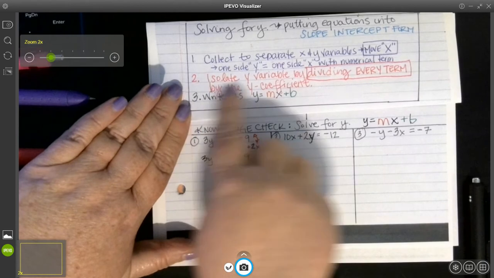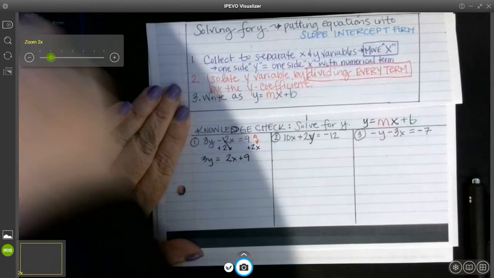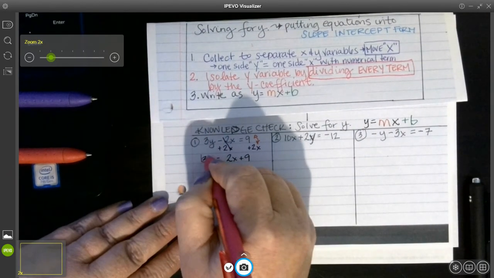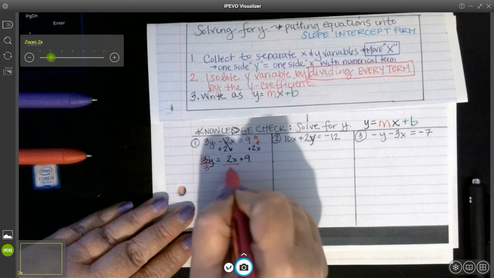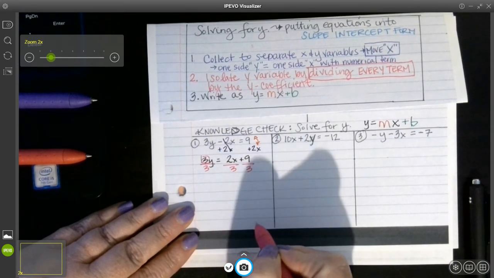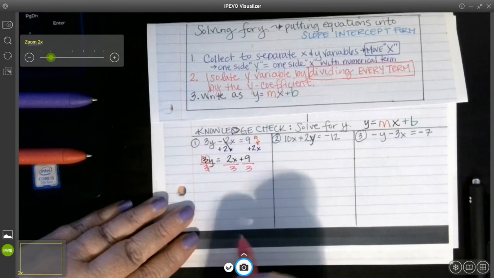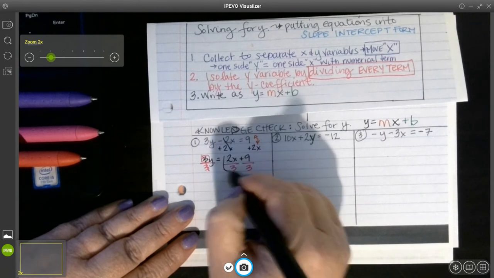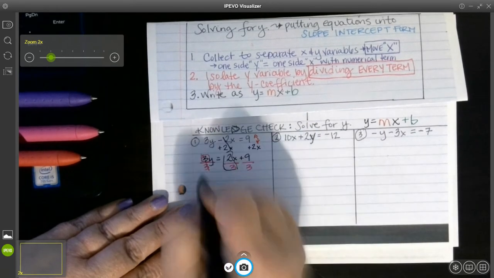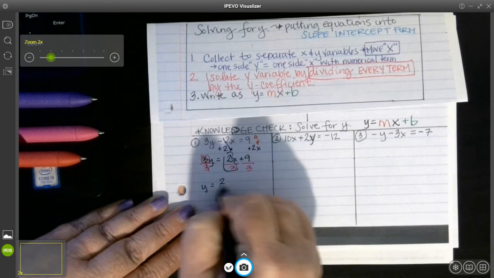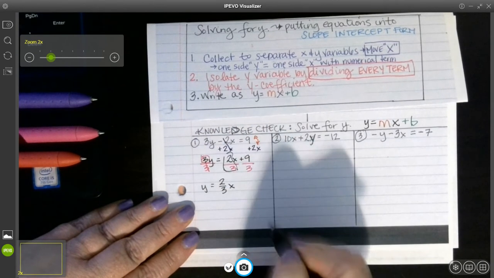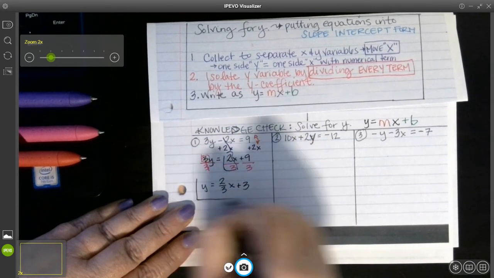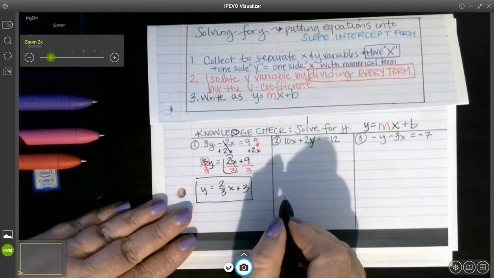My second step is to isolate the y variable by dividing every term. So I'm going to divide every term by my y coefficient, which is 3. Divide by 3, divide by 3, divide by 3. Well, 3 divided by 3 cancels. 2/3 right here, that is going to be our slope. So we have y equals 2/3 x, and then 9 divided by 3 is 3. There is our equation in slope-intercept form.